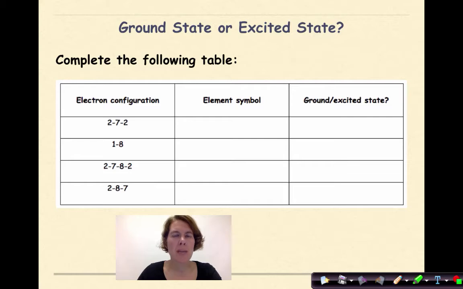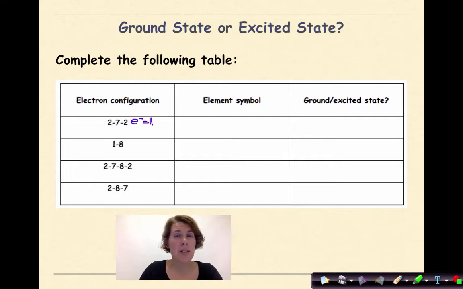Complete the following table, but assume that everything here is going to be an atom, because that's really important. So we have an electron configuration, we're going to find the element symbol, and then we're going to identify the electron configuration as either in the ground state or the excited state. So I'm going to model the first one. My electron configuration is 2, 7, 2. And I know that all of these numbers represent electrons. So if I add them up, I determine that I have 11 electrons.